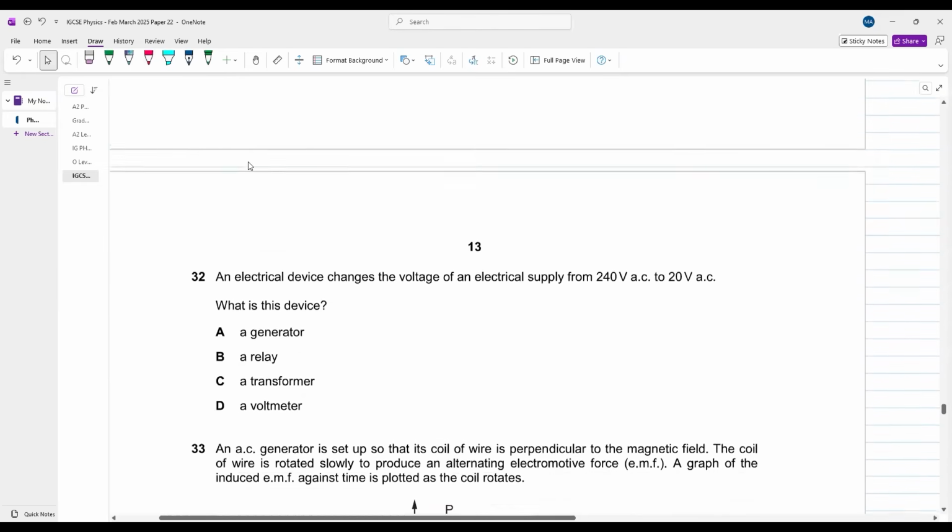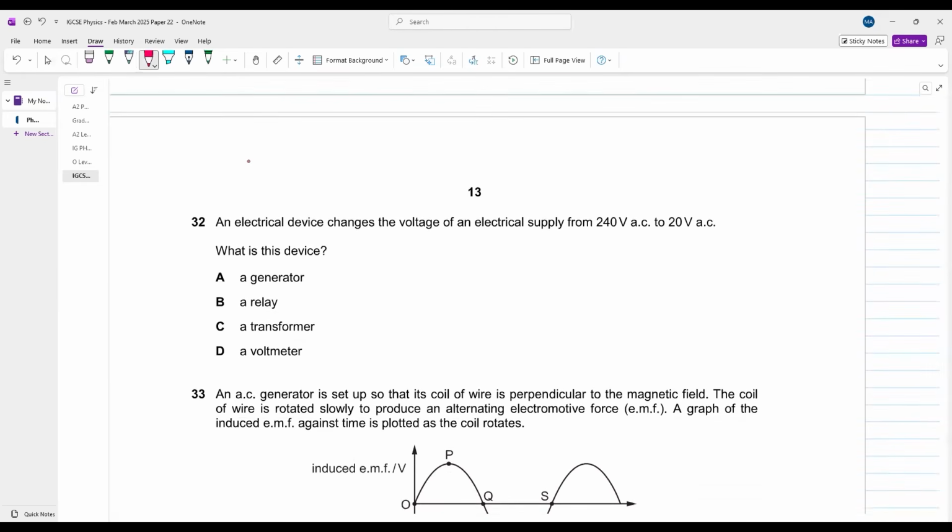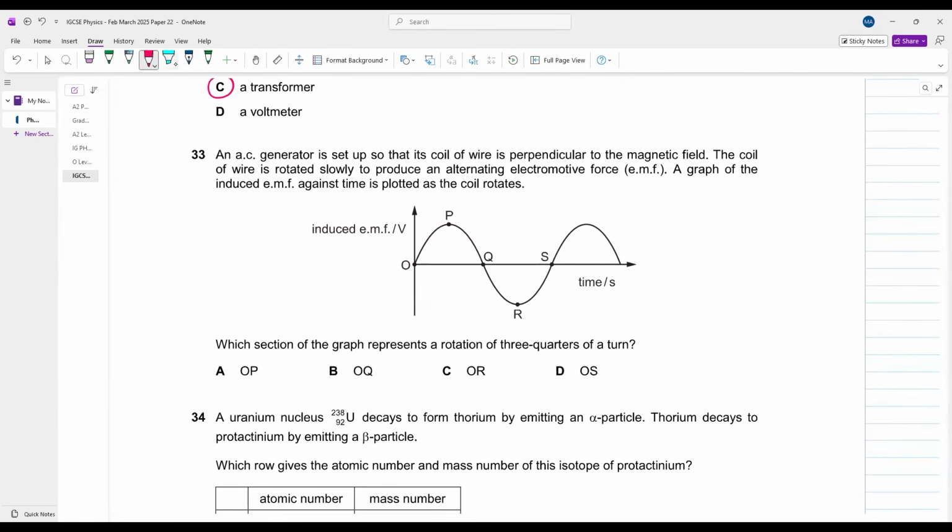B is your answer. An electrical device changes the voltage of an electrical supply from 240 volts to 20 volts AC. बेटा, जब भी आपने AC वोल्टेज को एक वैल्यू से सेकंड वैल्यू में कन्वर्ट करना होता है, you use what? You use a transformer. C is your answer.